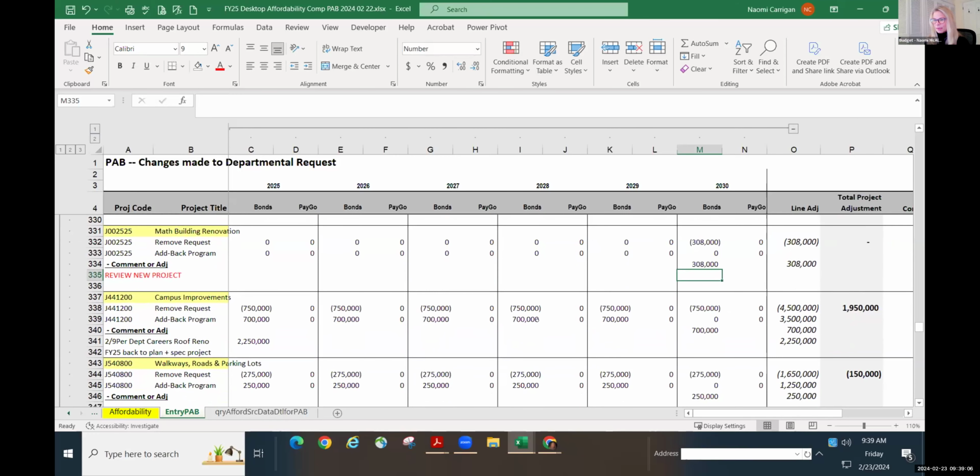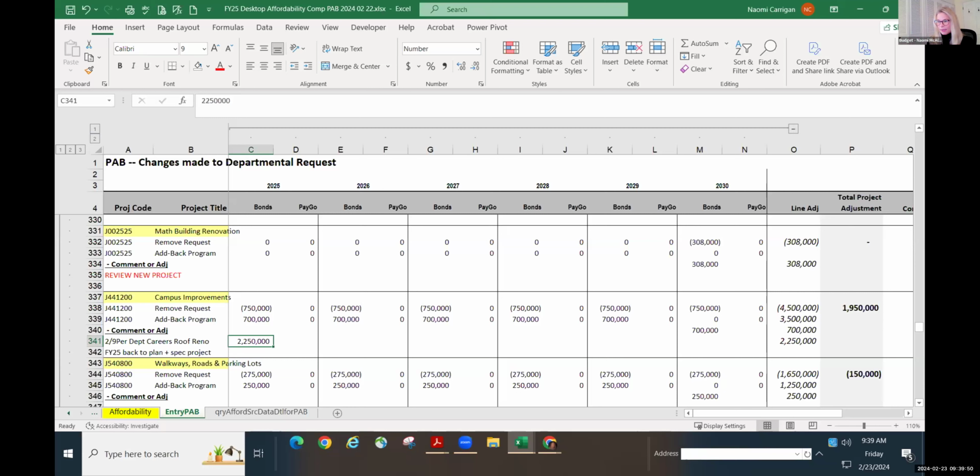Campus improvements. Normally they requested $750,000 a year. I brought it back to plan. But if you recall, there's a capital project called Systemics, and they were requesting $2.25 million for the careers roof renovation. That was incorrectly put in that capital project. So I've taken that 2.25 out of the careers and put it in campus improvements for your consideration. So it's still acknowledging the request. I'm just making an adjustment to the capital project that it should belong under.